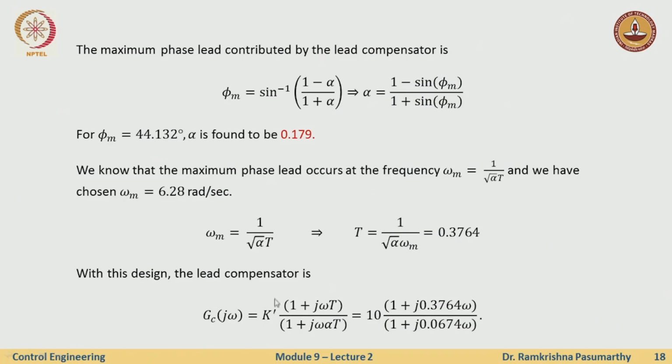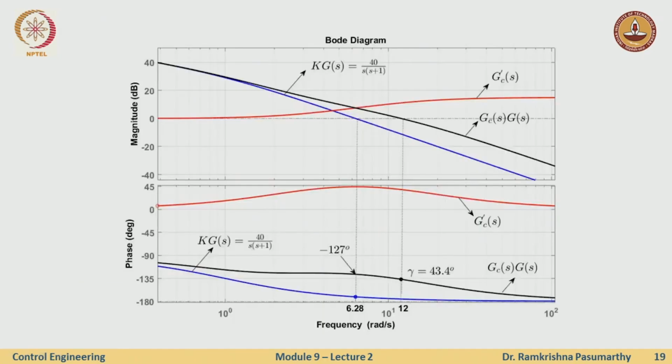Now, I know k prime, I know omega. So, I don't really need to know omega, I know the omega m. Based on this omega m, I compute what is alpha and what is T, and this is how my compensator would look like. Now, let us verify if this is actually helping me get the desired phase margin or not.